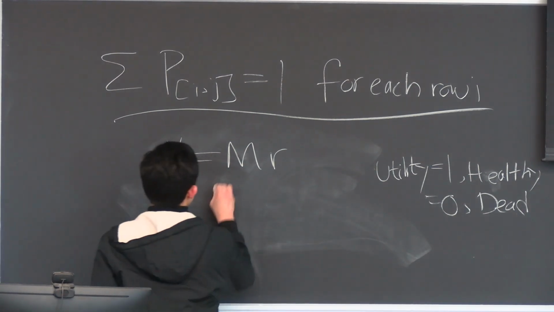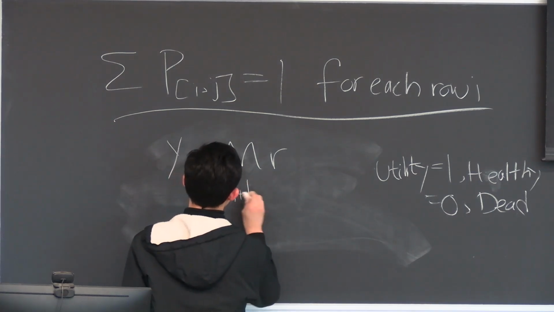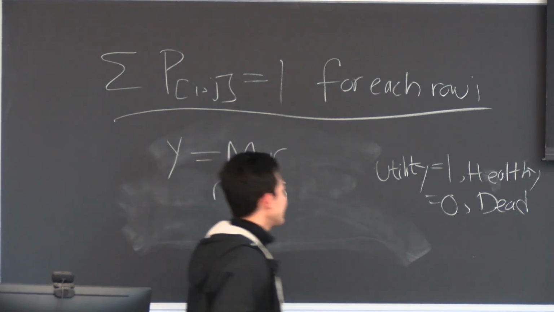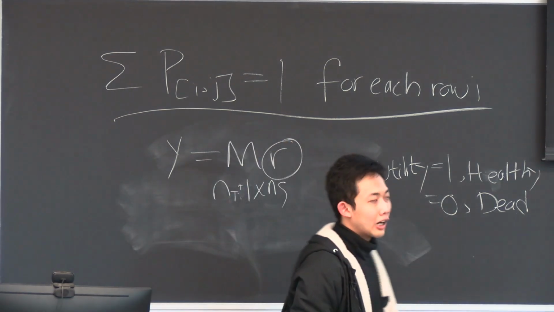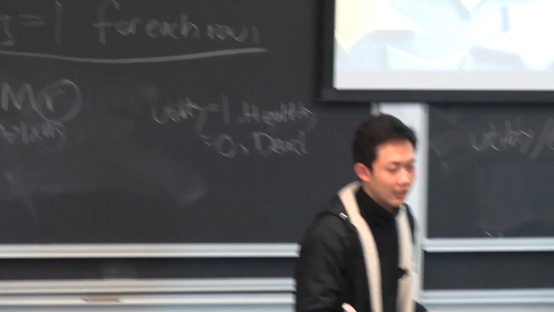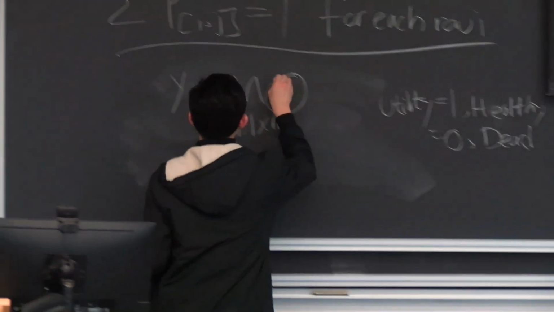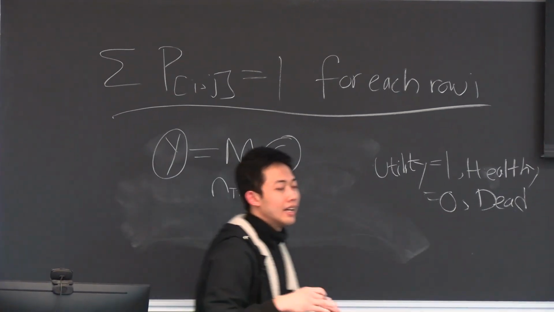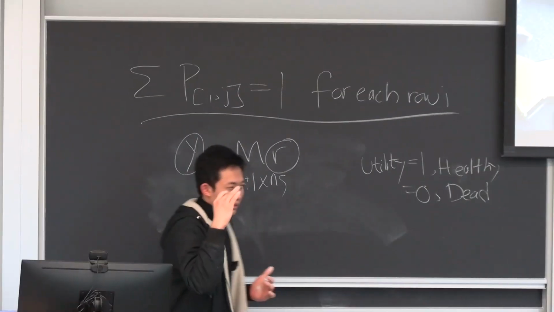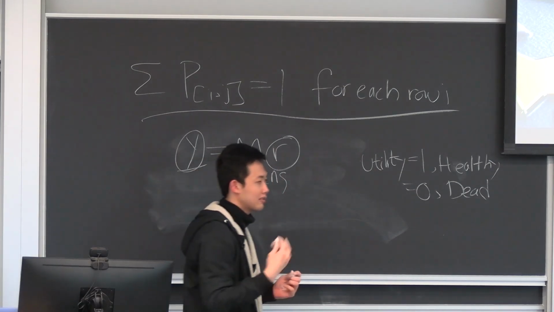So we have the dimension for M is nt plus 1, so the number of cycles plus 1 times number of states. And R is actually the outcome of interest. So R, in this case, can be utility if you want to compute the quality of life, and it can be the cost if you want to compute the cost. In here, Y represents the expected outcome of interest for cycle T.